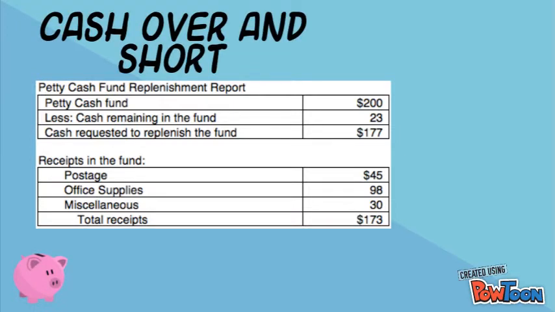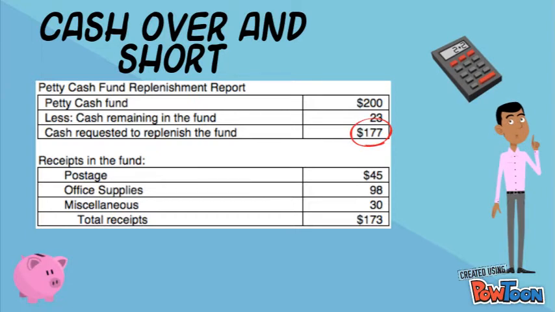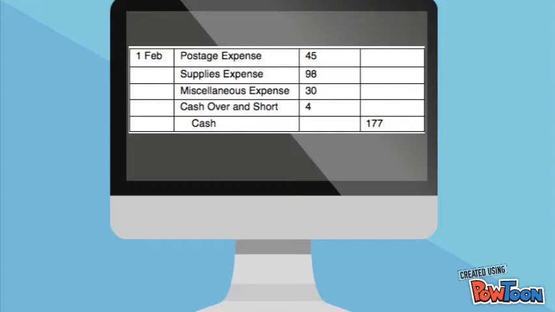As you can see, the cash needed to replenish the fund differs by $4 from the amount of the total receipts. The journal entry for this would be similar to the previous, but the account cash over and short is debited for $4, and the cash is now credited for $177.